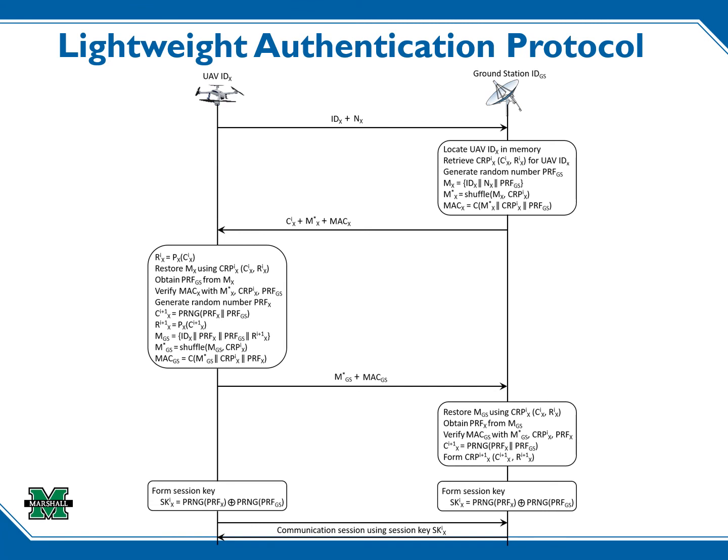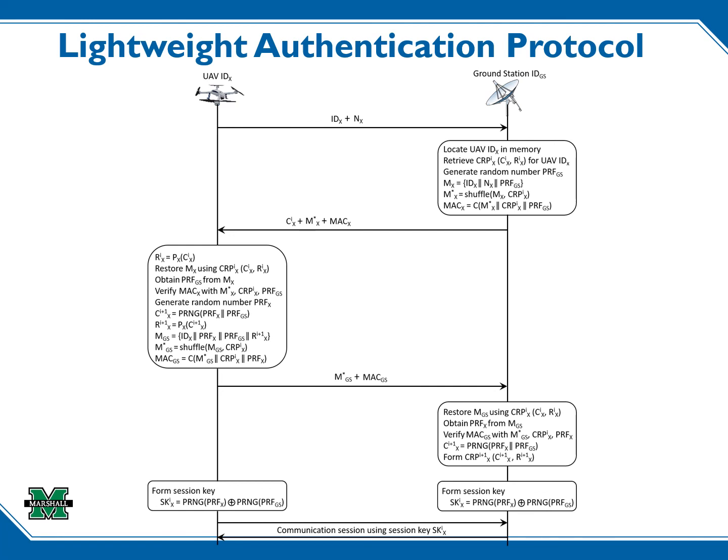It will then create another plain text message using its ID, the randomly generated number it just generated, the randomly generated number from ground station, and the new response. It will then encrypt that plain text message into ciphertext using Duffing map to shuffle the bytes and using the original challenge response pair as the initial condition. It then creates a MAC verification code. It sends the ciphertext message and the MAC verification code over to the ground station.